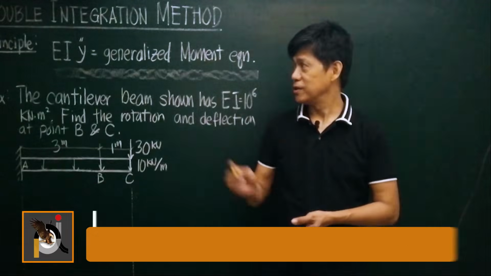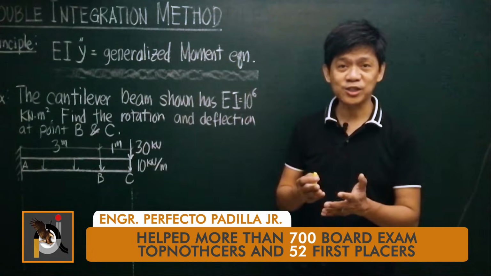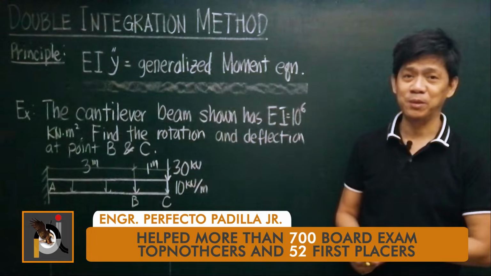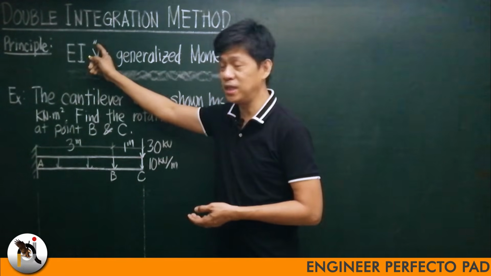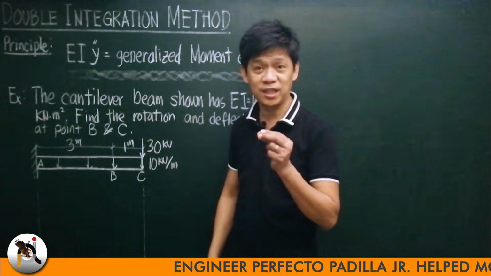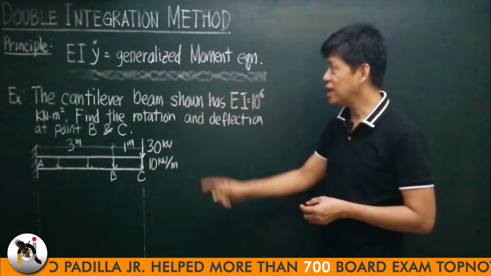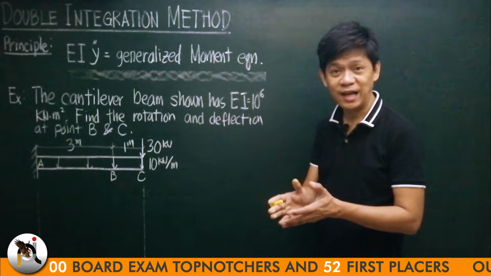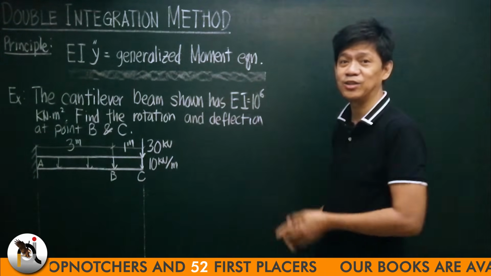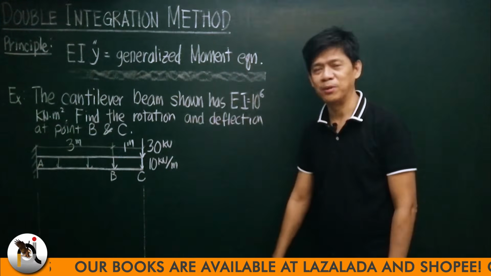Today, I would like to discuss how to do the double integration method in solving the deflection and the rotation of a cantilever beam. So, let us begin. Now, the key equation is that EI y double prime, meaning the second derivative of y, which is the deflection, is equal to the generalized moment equation. The generalized moment equation is the equation for the moment near the right end of the beam, extreme right. I'll explain this in our sample problem.